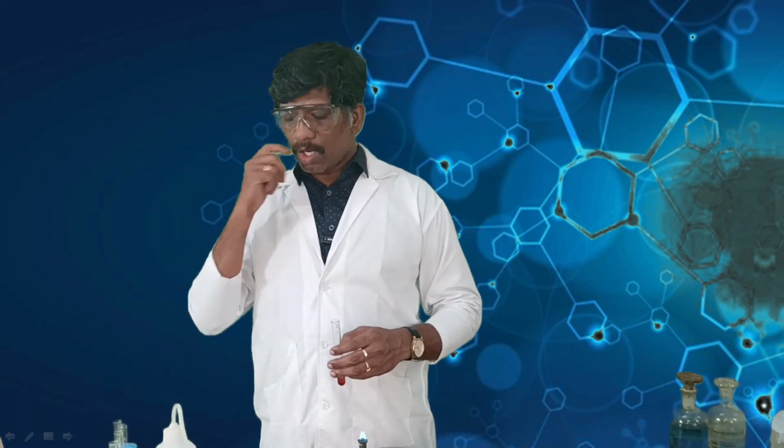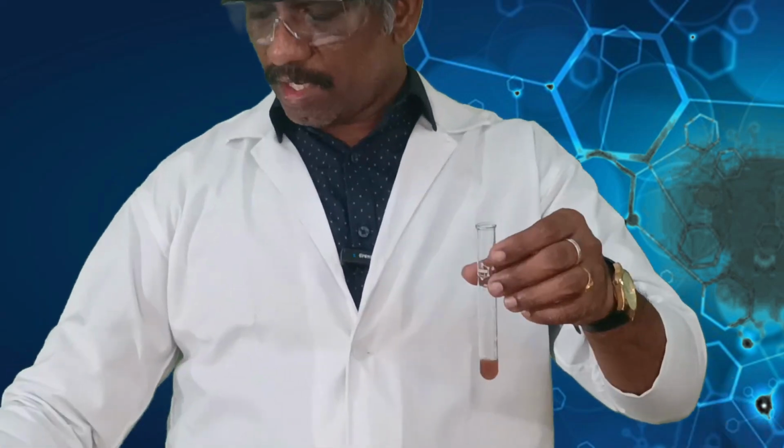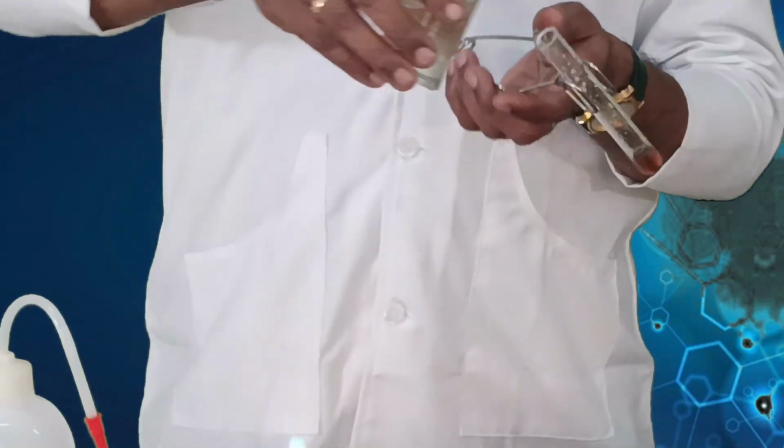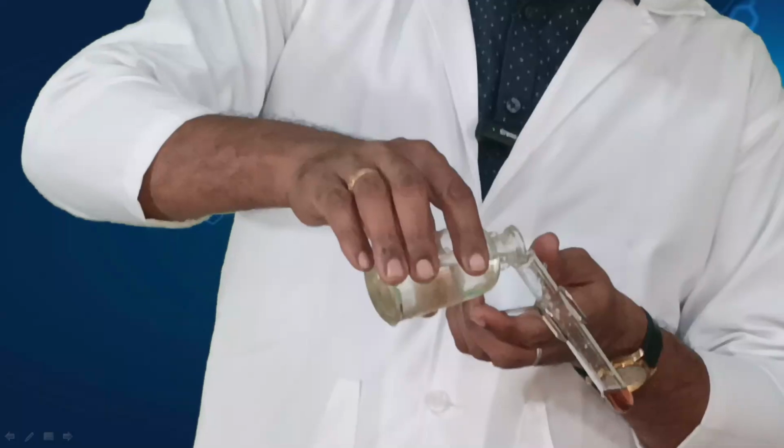For this experiment, you have to take the given substance, add a little amount of water, dissolve it in water, and add a little amount of alcoholic alpha naphthol. Okay, after adding alcoholic alpha naphthol, you have to add the sulfuric acid. Add the sulfuric acid along the sides of the tube slowly without shaking.